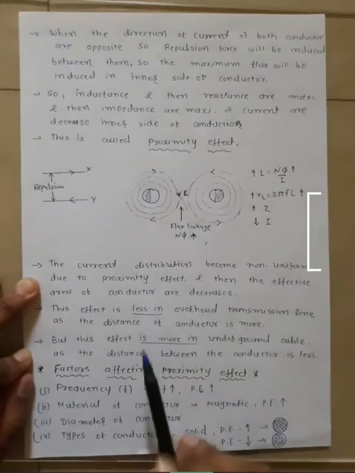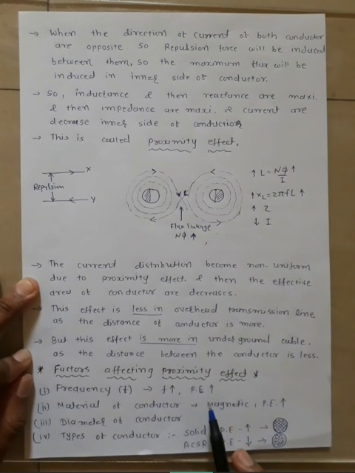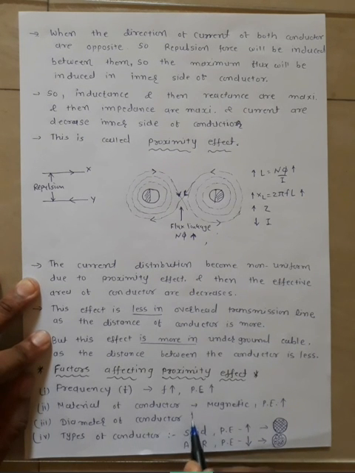The factors affecting the proximity effect: when the frequency is increased, the proximity effect increases. When we use magnetic material, the proximity effect increases. When the diameter of the conductor is increased, the proximity effect increases. When solid conductors are used, the proximity effect increases. So ACSR conductor is used.